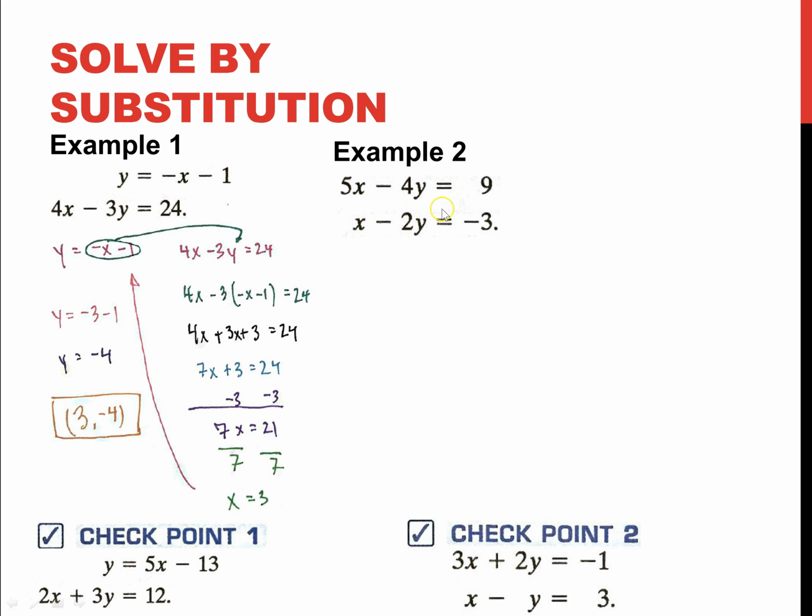For example 2, I like the second equation. The reason that I like it is I have a variable with no coefficient. All right, this is when I want to use substitution. I want to use substitution when I have a variable in a system of equations that has no coefficient. So now I'm going to take that equation, subtract 4x, and divide by negative 2 so that I know what y is equal to.